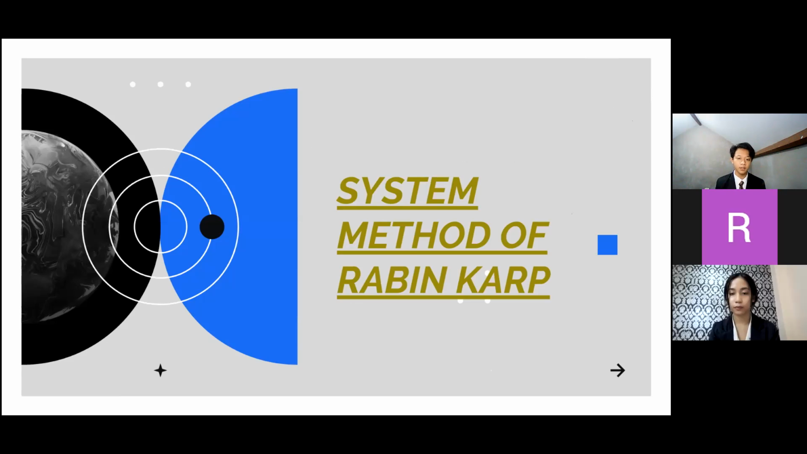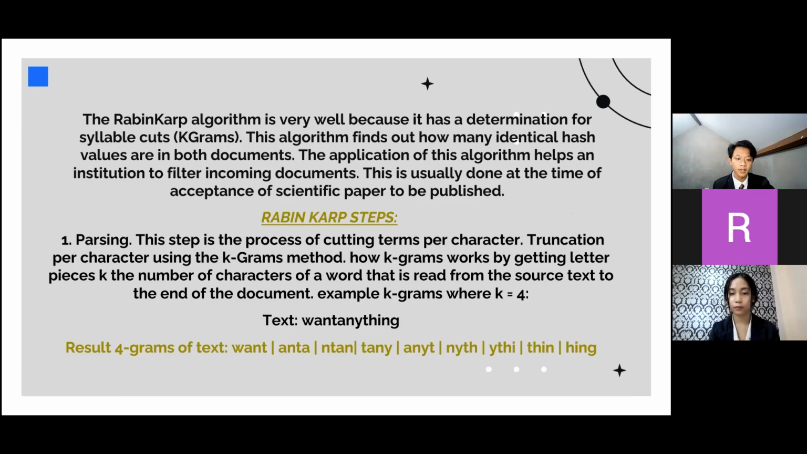Next is the system method of Rabin-Karp. The Rabin-Karp algorithm works very well because it has a determination for syllable cuts, k-grams. This algorithm finds out how many identical hash values are in both documents. The application of this algorithm helps an institution to filter incoming documents. This is usually done at the time of acceptance of scientific papers to be published.